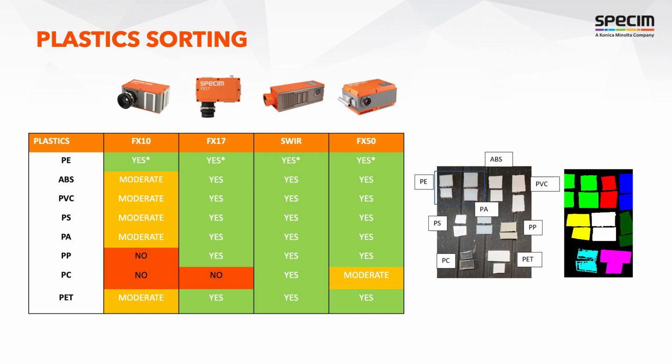The last one is about plastic sorting. Here again, most of our integrators are using our FX17 between 900 and 1700 to sort different types of plastics. We would like to show this slide to show that with the SWIR camera, all the plastics can be really nicely sorted, as long as they are not black. If they are black, you need to join our next webinar about the FX50. But if the plastics are not black, the SWIR camera is useful, and it's what I was explaining for microplastic inspection. This is a really good camera for this.